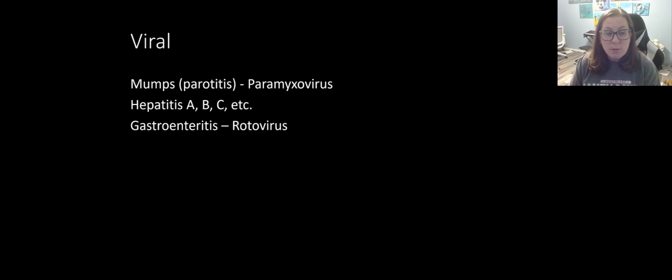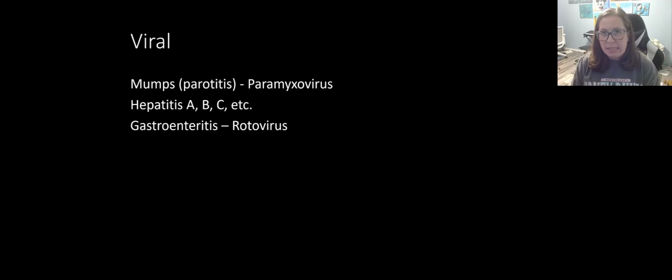All right, so starting first with the viral infections, these include mumps, which is also known as parotitis. This is going to cause inflammation of the salivary glands, which are in the throat area. This is known to be caused by the paramyxovirus.